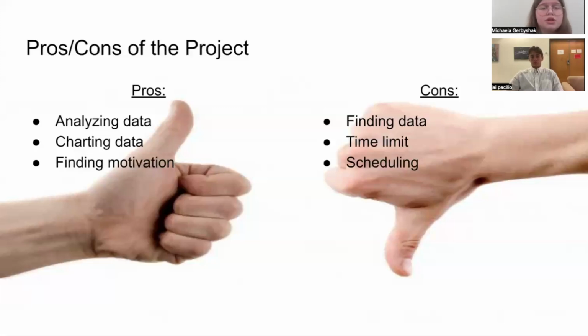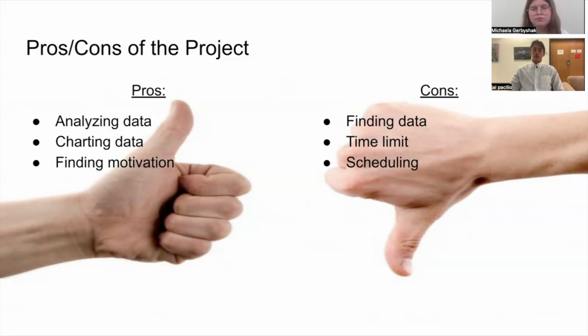This is about the pros and cons of this project. For our pros, we will bring up analyzing data, charting data, and finding motivation. Analyzing and charting data were easily the best parts because of how quick and smooth they went. If we had not had our software, we would have had to do this all by hand, which could have easily led us to go to the con side. And the final pro, finding motivation, is easily the best pro because it was so easy for us to find motivation on a topic we both were interested in.